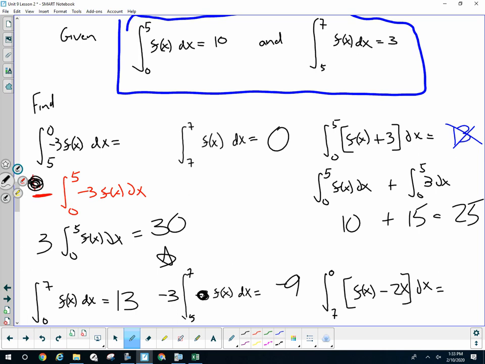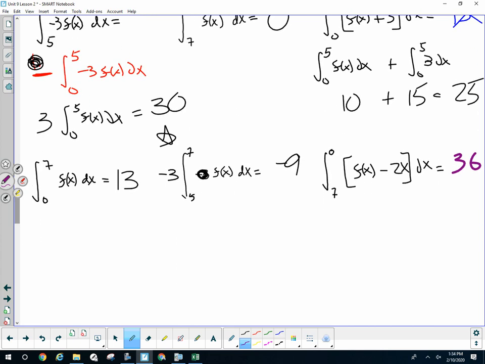So I'm thinking it's positive 36. Positive 36. Anybody else get positive 36? Change yours to negative 2x. Anybody get 36? All right, now we're getting it.